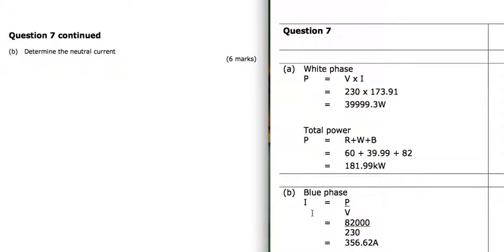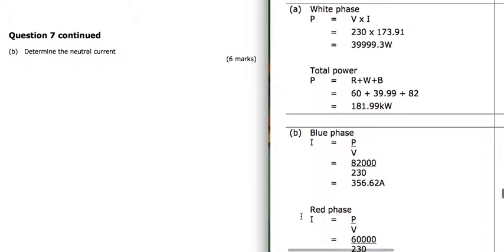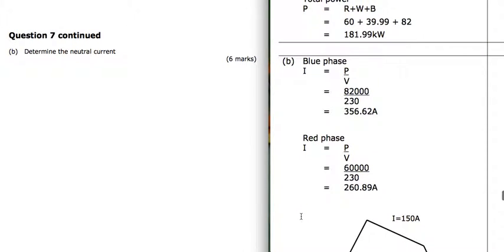Second part is a little bit more tricky. We're going to calculate or determine the neutral current. So we're going to determine it by graphical means. We need to find the currents that are in the blue and the red phase. So we're just going to divide the power divided by the voltage. Again, we're using 230 because it's star connected. So we get 356.62 in the blue and 260.89 in the red.